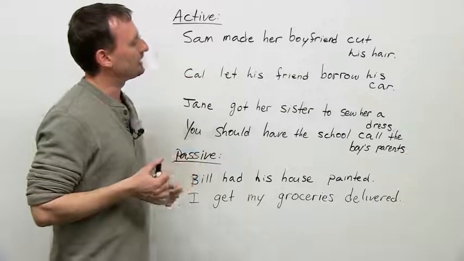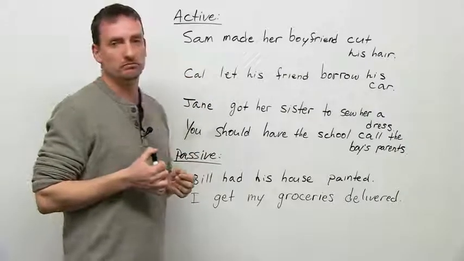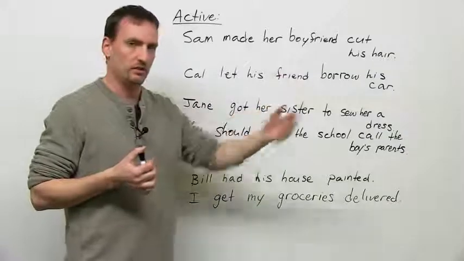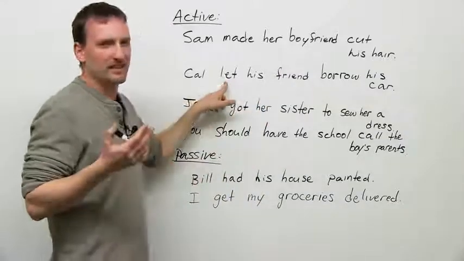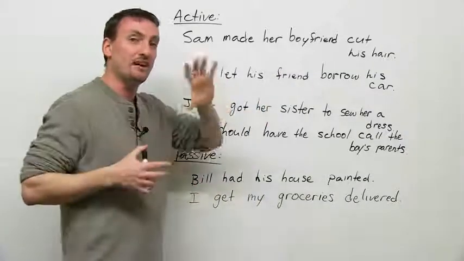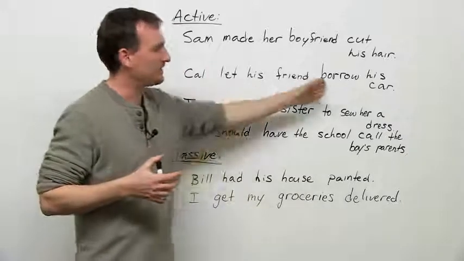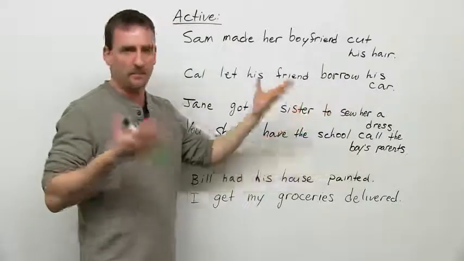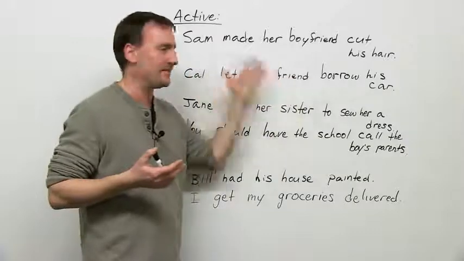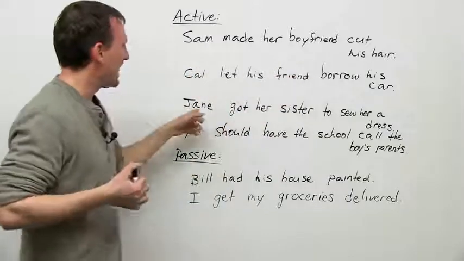Cal let his friend borrow his car. Okay, you want to borrow my car? Sure, here you go. Let is a little bit easier. I think everybody, because of the idea of allow or give permission, this is much easier to understand. But it's still a causative because you have an agent, etc.